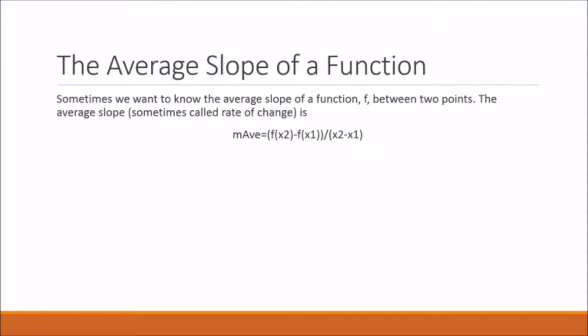So the average slope of a function. Throughout this course, it'll be much more convenient to be able to find the average slope of a function or the average rate of change of a function. So here we're going to tweak the formula just a little bit, where the average rate of change, or the average slope, is f of x2 minus f of x1 divided by x2 minus x1.